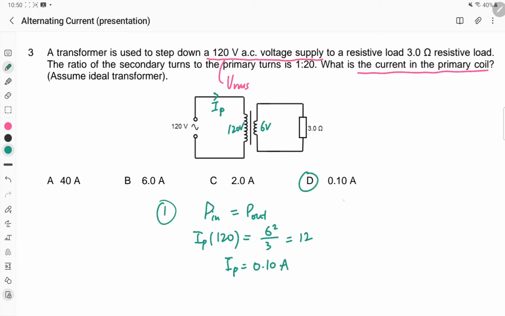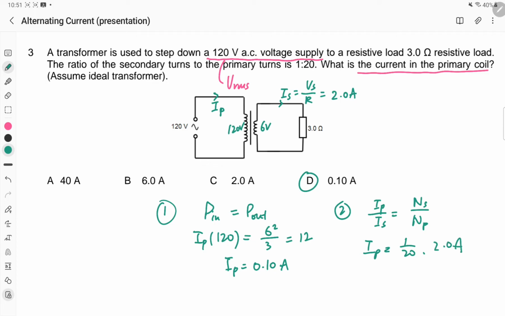An alternative is to find the secondary current. Once you know the V secondary, you can find the I secondary. This equals Vs over R, so that gives us 2.0 ampere. Then you can step it down in the primary circuit. So IP divided by Is equals Ns divided by Np. So IP will be equal to 1 over 20 times 2.0.